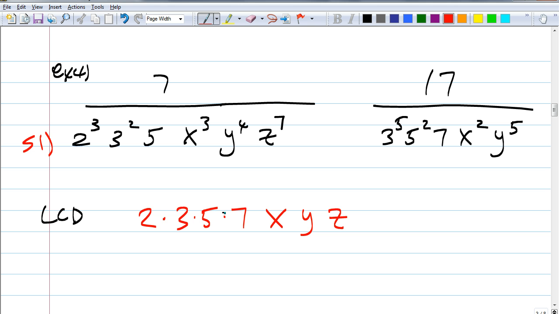Otherwise... Okay, Andrew, tell me what to write. 2 to the what? Third. 3 to the? Fifth. 5 to the? Second. Good. 7 to the first. X to the? Third. Good. Fifth. Y to the? Fifth. Good. Z to the seventh. You got it. Okay, there it is, guys.